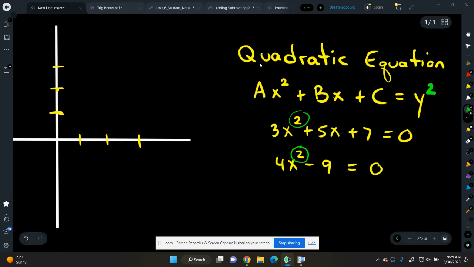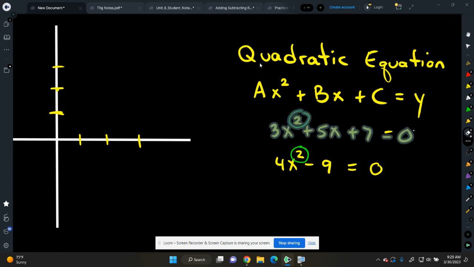Notice the y is not squared. If the y was squared, it would not be a quadratic equation. It would be a circle. The y is not squared in quadratic equations, okay? So this is the general form of your quadratic equation.